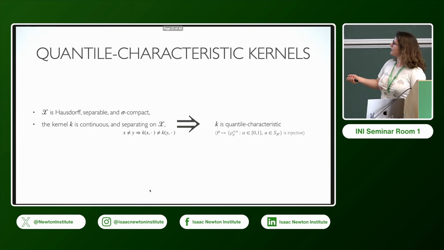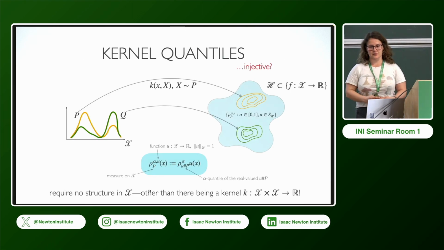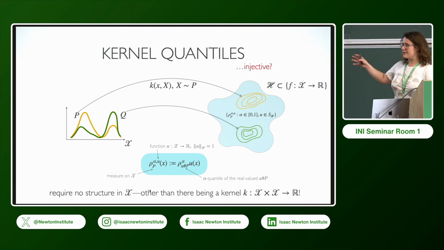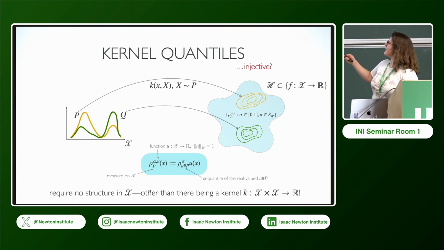Yes. So the injectivity you're considering is that you're varying alpha and U, or fixing alpha? Yes, both are varying. We are mapping from P to this entire thing. All right, okay. So it's both alpha and U.